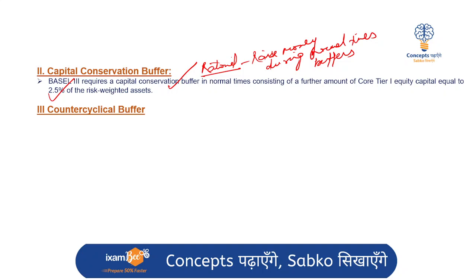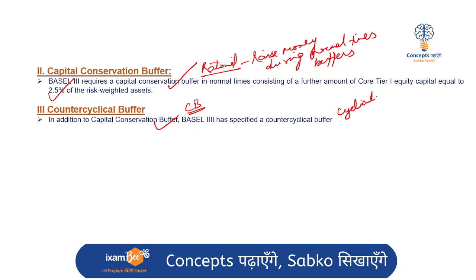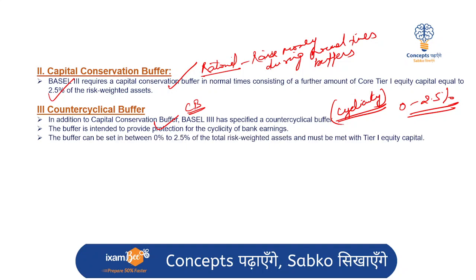Then the counter-cyclical buffer. In addition to the capital conservation buffer, Basel III also specifies the counter-cyclical buffer. This is similar to the previous one, but the extent to which it is implemented in a particular country is left to the discretion of the central banks of the respective countries. The buffer is intended as protection for the cyclicality of banks' earnings. Like there is a variation, right, between normal times and financially difficult times. There is a cyclicality in the bank's earnings, and buffers can be set between 0 to 2.5% of total risk weighted assets and must be met with tier 1 equity capital, right?